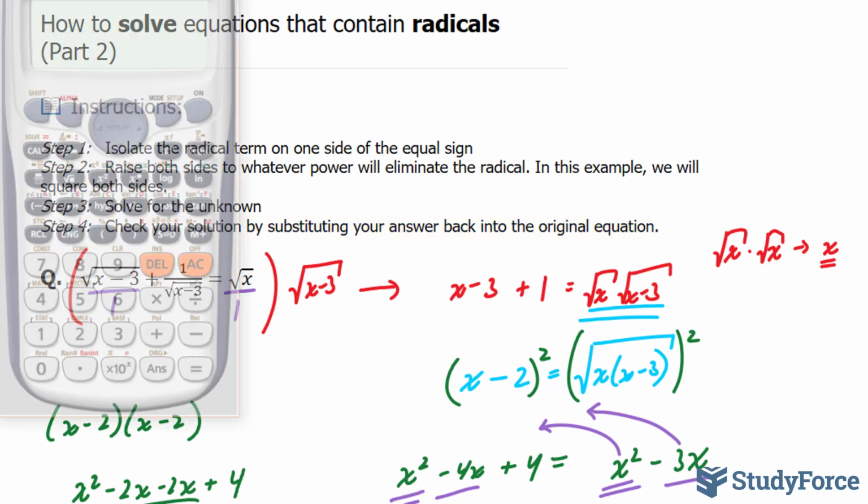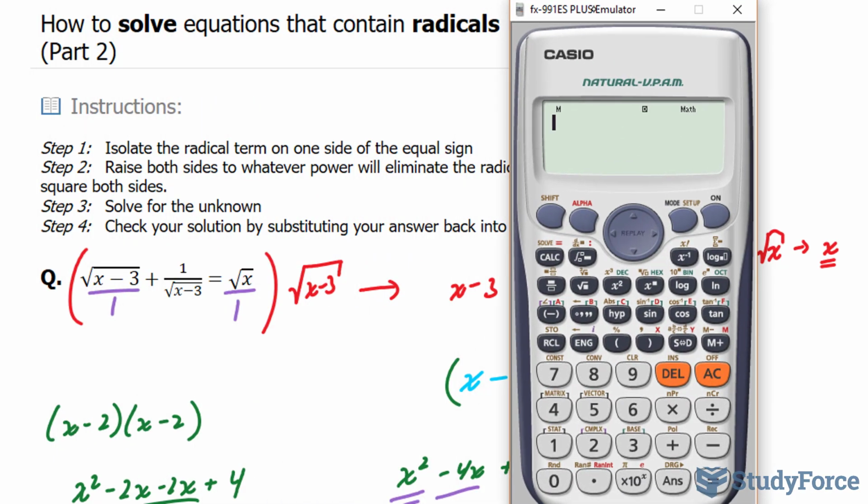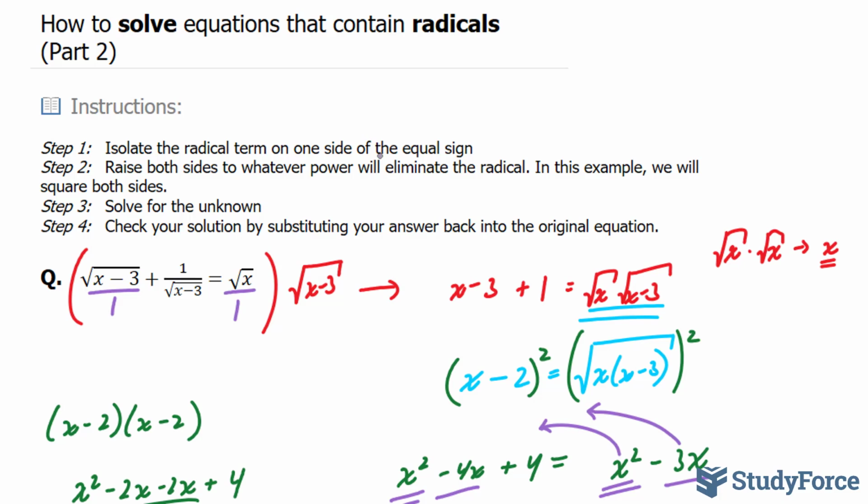Let's do that. Using our calculator, the left side should equal to the square root of 4 minus 3 plus 1 over the square root of 4 minus 3. This gives us 2. And if I put a 4 into here, the square root of 4 should also equal 2, and it does, and that is the correct answer. So there you have it. That is how to solve equations that contain radicals.